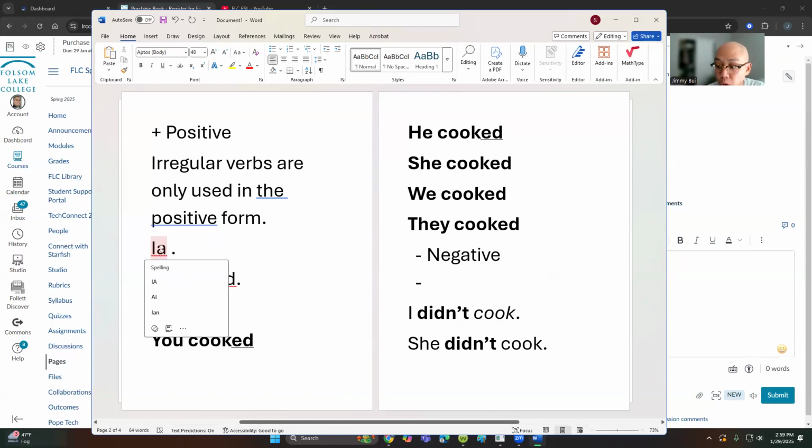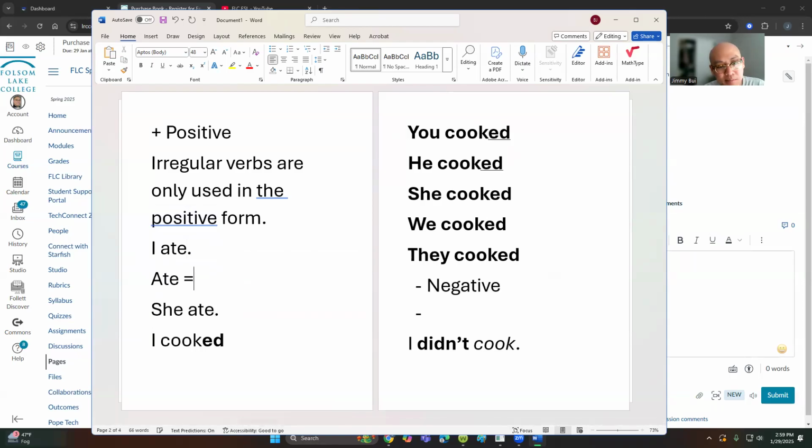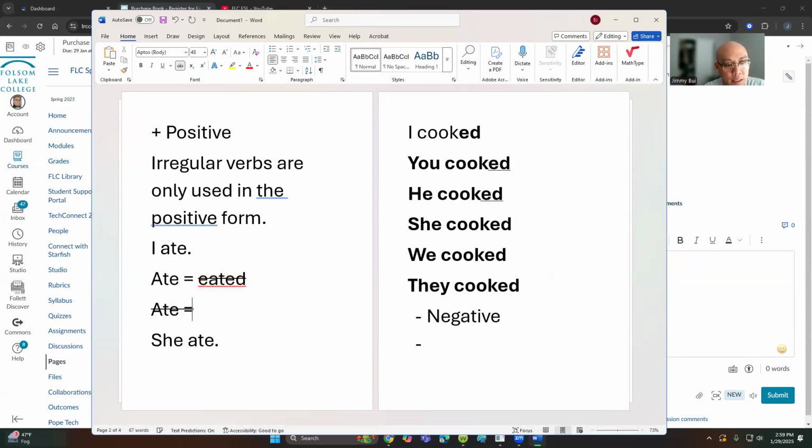And so the way to learn irregular verbs, of course, is to study, to practice vocabulary, and to use these. And then over time, with repetition, you will improve your English. But I ate, she ate. Ate essentially is eaten, right? But eated is not a word. So ate is going to be the irregular form for eat, right? So I ate, she ate.